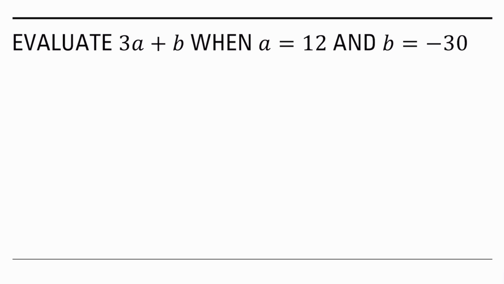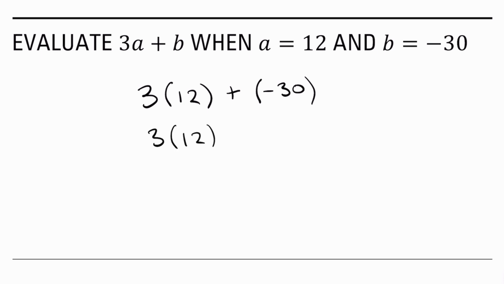Evaluate 3a plus b when a equals 12 and b equals -30. So here we would set up our equation. So 3 times 12 plus b, which would be -30. Now there's some simplifying we can do. Leave 3 times 12, but plus a negative, well that equals minus, so it's really minus 30.